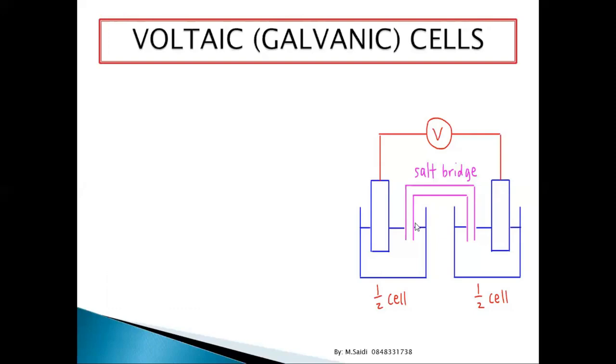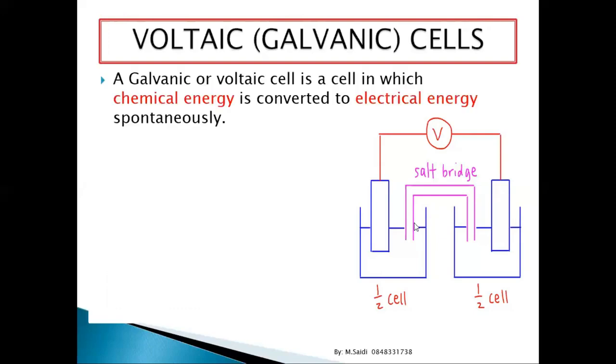All right, let's start. So we are saying that a galvanic cell or a voltaic cell is a cell in which chemical energy is converted into electrical energy. It means that it uses chemicals to produce electricity spontaneously, without any external source. It means that these chemicals are converted into electricity.